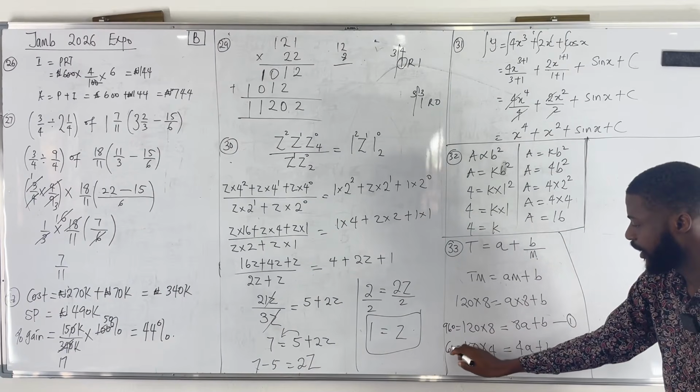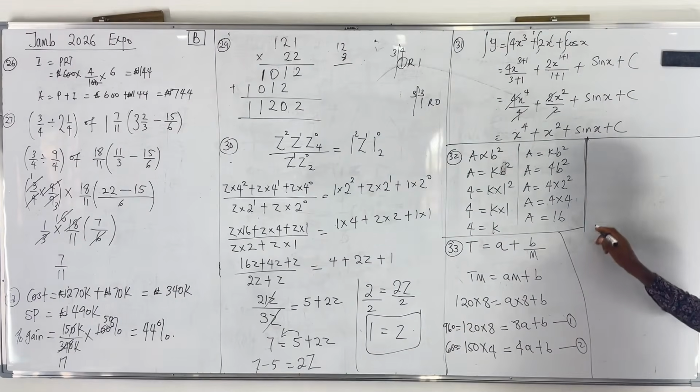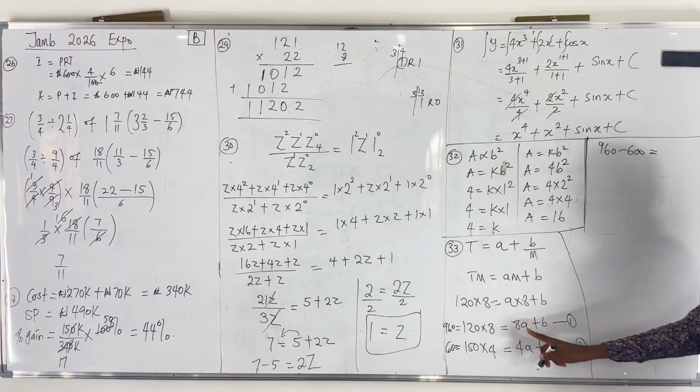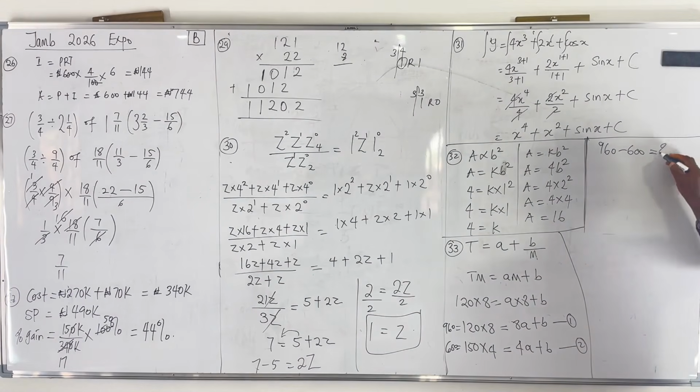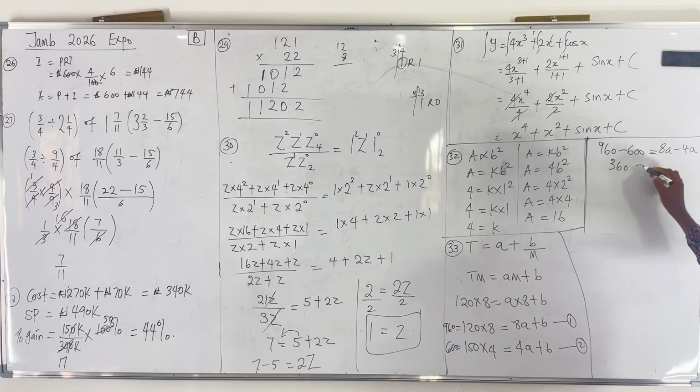Then this is 600. All right. So we're going to say 960 minus 600. 960 minus 600 is equal to 8a minus 4a. Now 960 minus this will give us 360. 8a minus 4a is 4a.